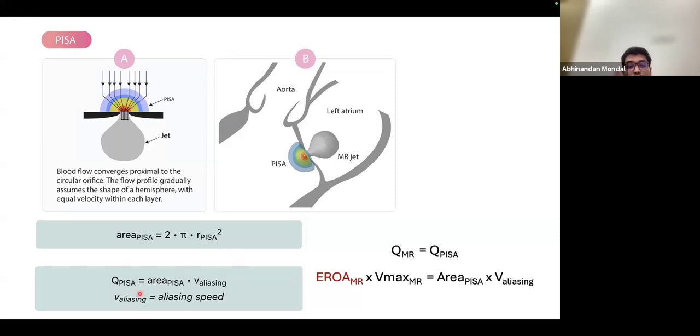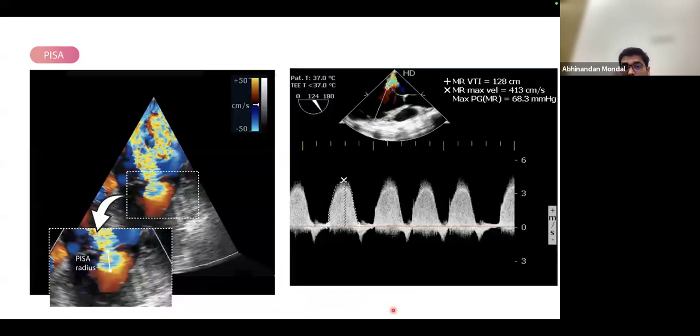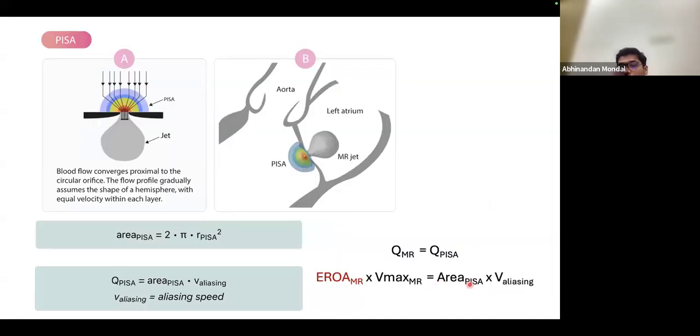Then the flow to the PISA is the area PISA into the aliasing velocity, that means your Nyquist limit. And if we want to know the flow through the MR orifice, it is also the flow through the PISA. So EROA, which is what we actually want to know, into Vmax of the mitral regurgitation, equals area PISA into V aliasing. So from this formula, you can determine the EROA of mitral regurgitation.